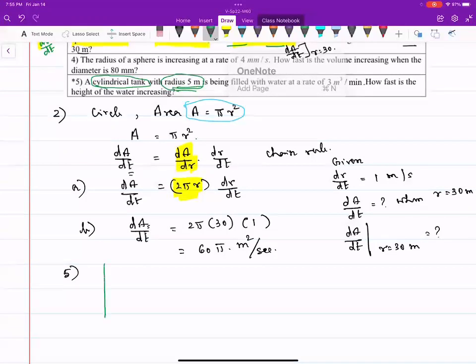So what is the cylinder shape? The cylinder shape would be something like this. The radius is not varying. It is r equal to 5 meters. It's filled with water, and it is being filled with water at a rate of 3 meter cube per minute.